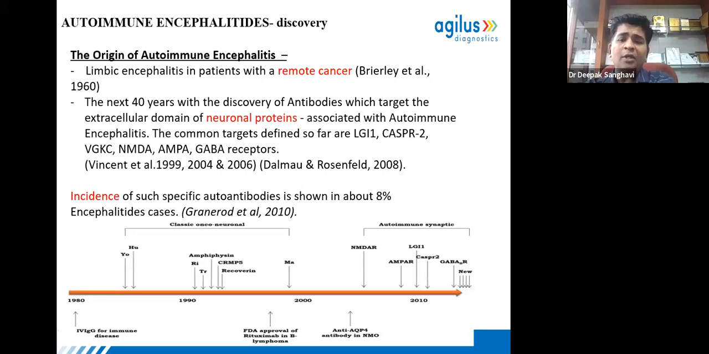Then came MA, then recently in 2005, NMDA receptors, AMPA receptors, and now new receptors have come after 2010, that is Caspr2 and GABA receptors. All these were found to be in the list of conditions of autoimmune encephalitis. The incidence of such autoantibodies in such patients of encephalitis was found to be 8%. So it was quite high. And that is why now we are having more cases prescribed by clinicians to find these conditions.